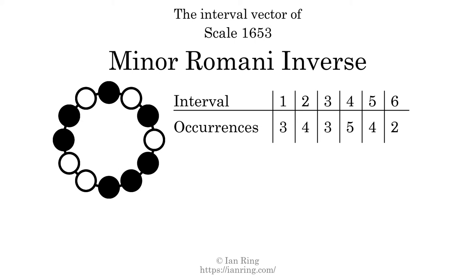There are two intervals with the size of six semitones. They are here and here. Each interval does not appear in this scale a unique number of times, so this is not a deep scale.